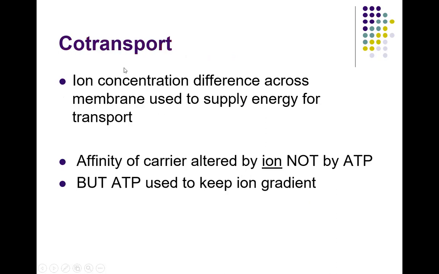So when we look at cotransport, ion concentration differences across the membrane are used to supply energy for the transport, because you establish those concentration gradients, and that used energy set up the process that can allow this to go, like to allow the sodium to follow its natural tendency from high to low, and then the glucose goes with it.